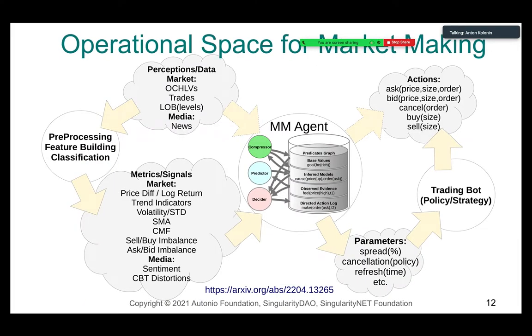But now let's move this model into the framework of crypto finance, or generally speaking, the finance ecosystem that we have to deal with at Singularity DAO. So in the middle we have the agent, and at the input we have some market data like OHLCVs, trades, and the levels of the limit order book, and we have some media news. Unfortunately, processing the raw trades would cost too many resources, because you would waste lots of time and money on processing all raw trades whenever you need to make sell or buy decisions.